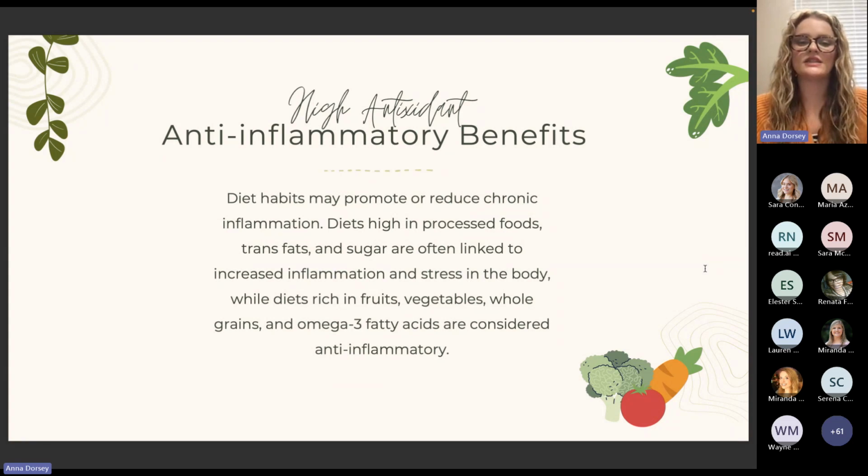So again, just to emphasize, diets that are high in processed foods, trans fats, and sugars are going to be linked to inflammation and stress. And then a diet that is rich in fruits, vegetables, whole grains, and specifically omega-3 fatty acids, which we will talk more about later, those are going to be considered anti-inflammatory and protective.